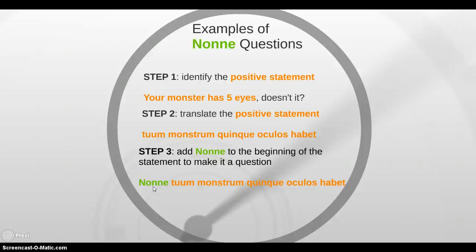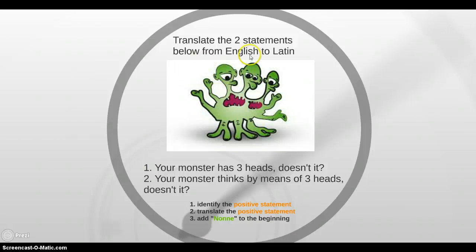Alright, blue, pens and pencils. Translate the 2 statements below from English into Latin. Number 1, your monster has 3 heads, doesn't it? Number 2, your monster thinks by means of 3 heads, doesn't it? Here are your 3 steps. If you need to go back, just zoom on back, but you need to translate both of these sentences. Take a moment, pause the computer, because we're moving on.